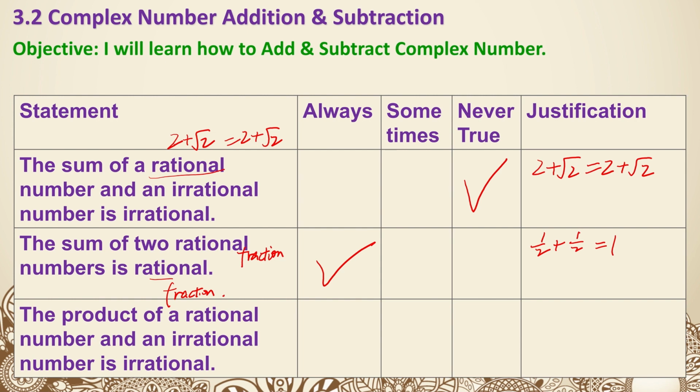So now let's see again. 2 times square root of 2, that is 2 square root of 2. So it seems to be true sometimes. But there is a very special number. So let's write this as an example. So this one does what?